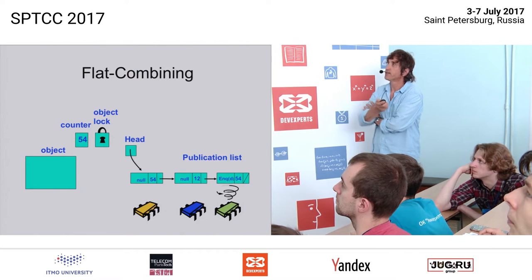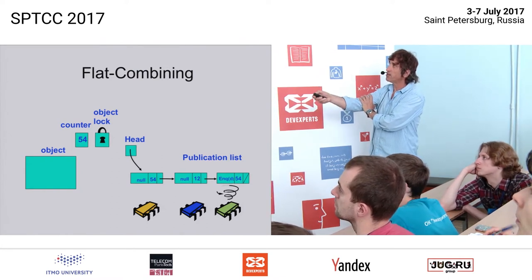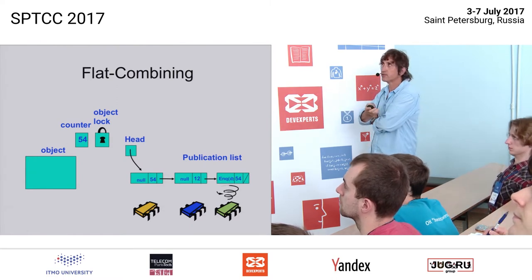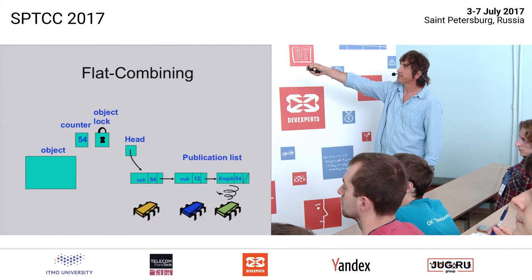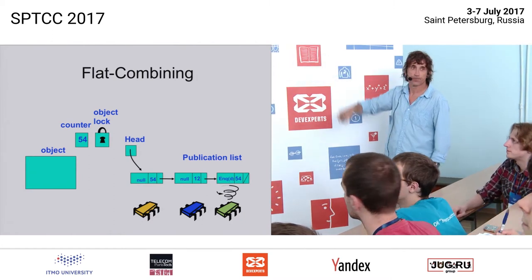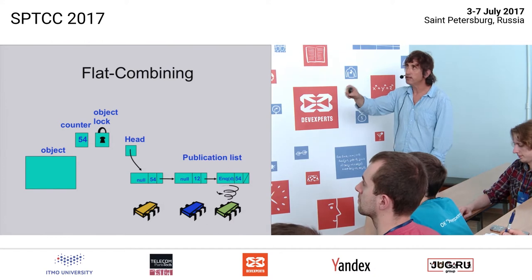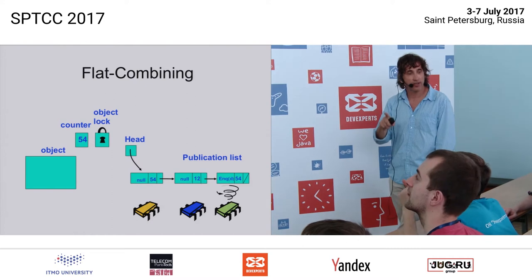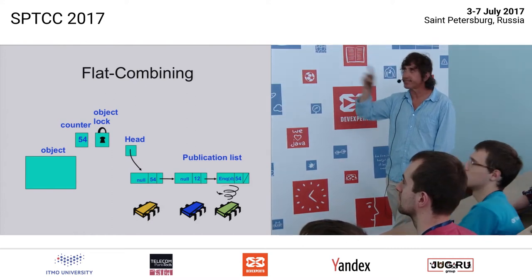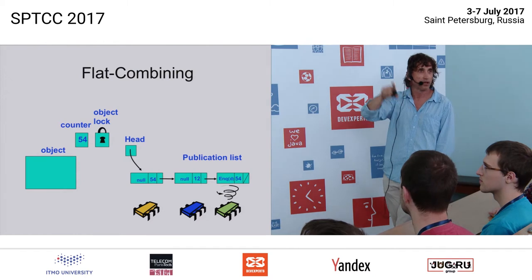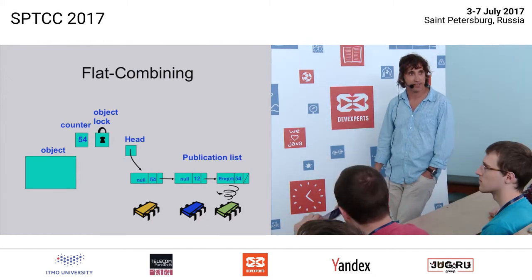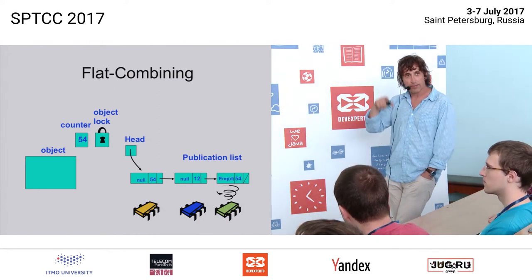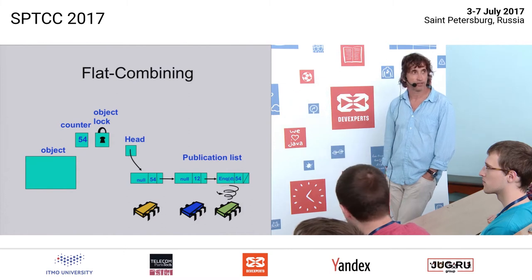So what I do is this. I have my object, I have a lock, and I have a counter next to the lock. I'm going to explain the counter in a second. And I have a list. We call this the publication list. Every thread is going to have one node in the publication list. This node is going to be, unlike with Oyama, going to stay around for more than one request to access the lock. So as long as I'm accessing the lock, I'm going to have my node in the publication list.